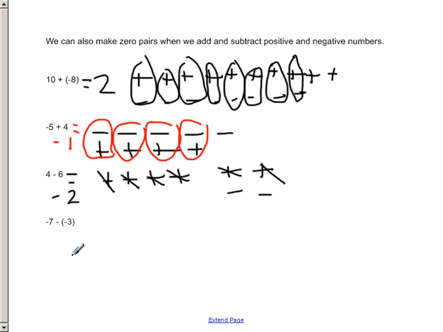And my final problem, negative 7, and I'm going to be subtracting from that negative 7 3 of those minus signs. I have left a negative 4. So again, I can draw zero pairs to help me represent the problem. If that helps you in any way, you can do that.